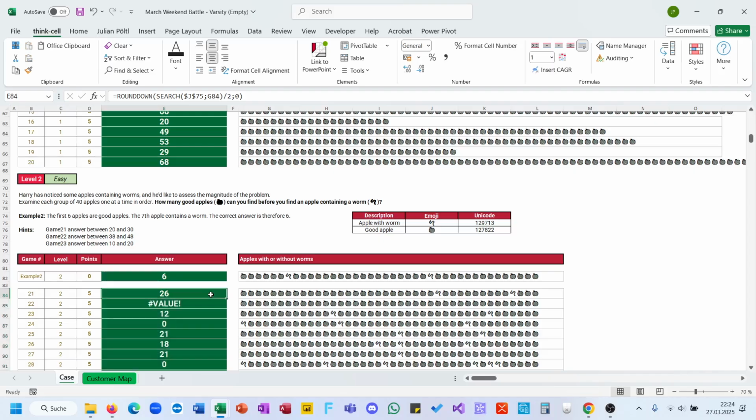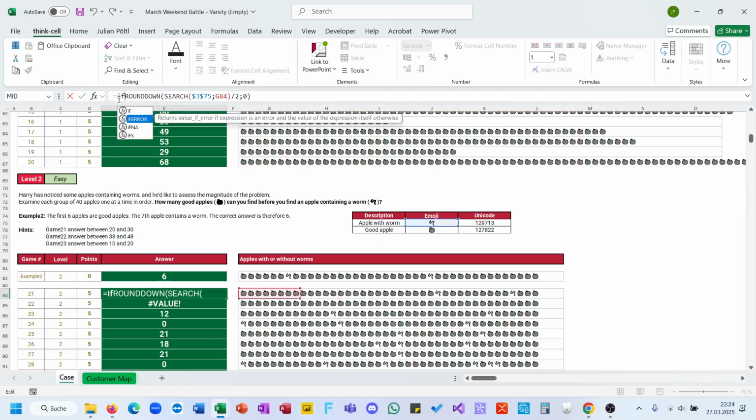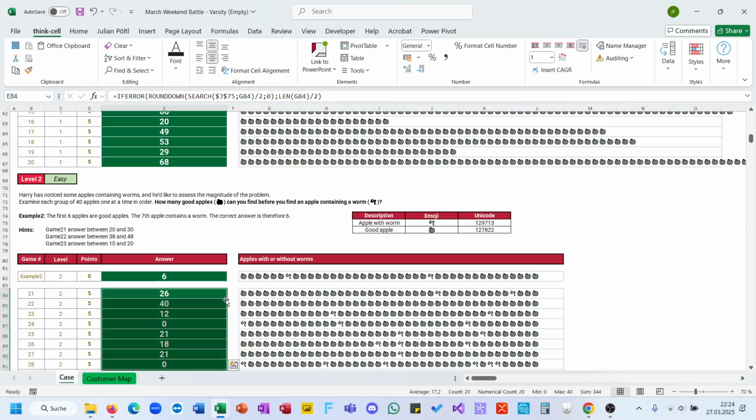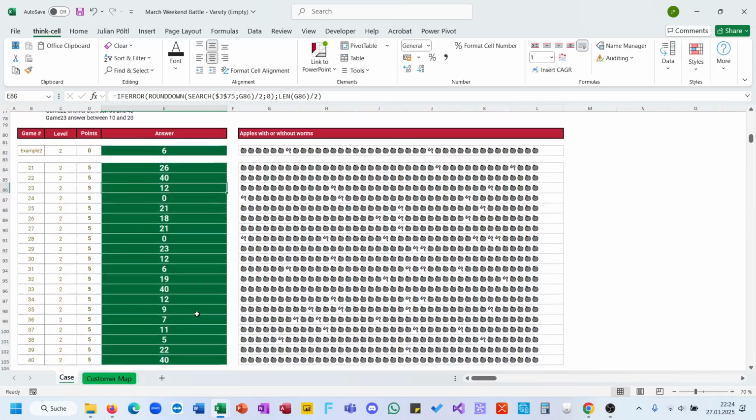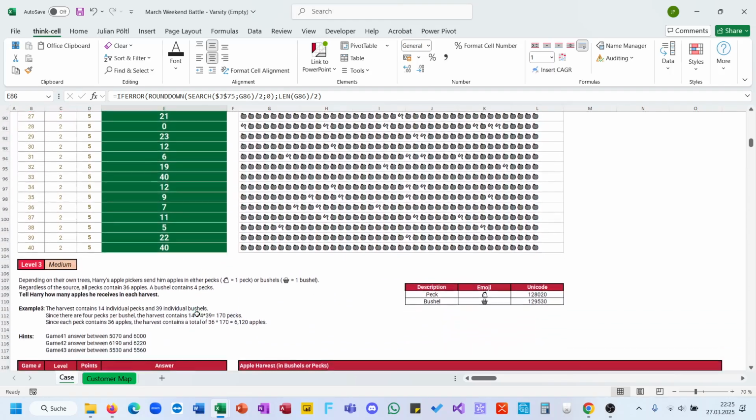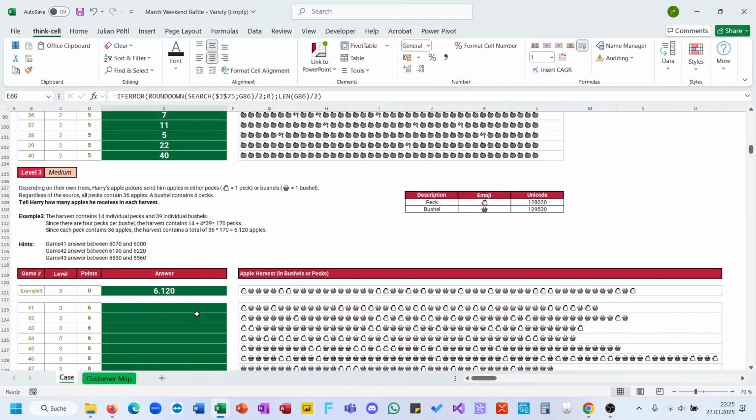26. Okay. There is no worm. Okay. If error, then len of everything divided by 2. 40 is in the boundaries. In the boundaries should be fine. Great. Level 3.